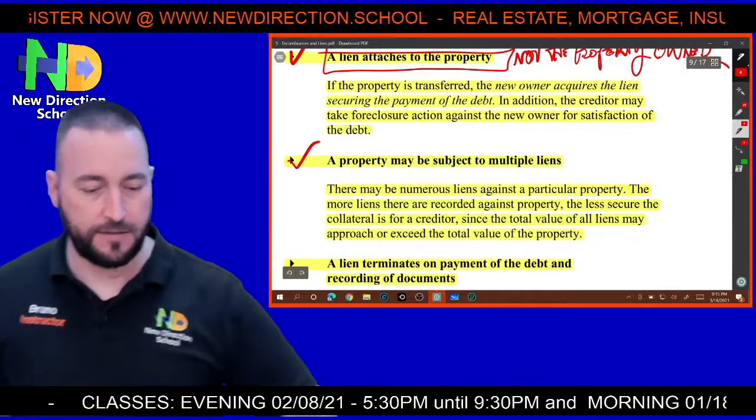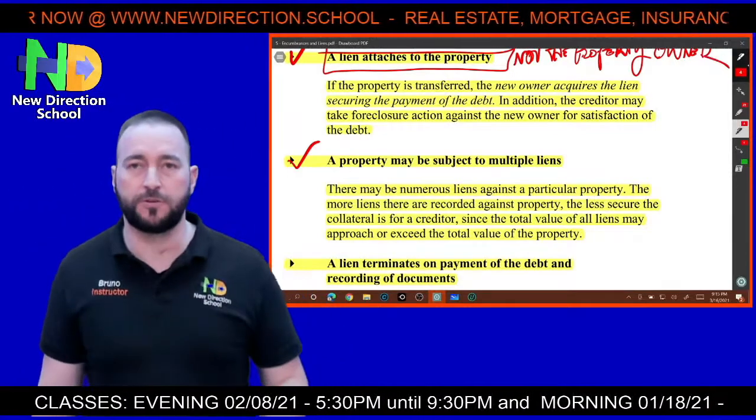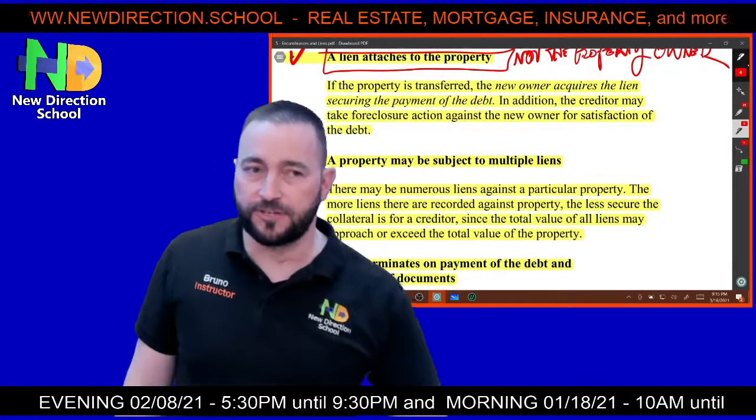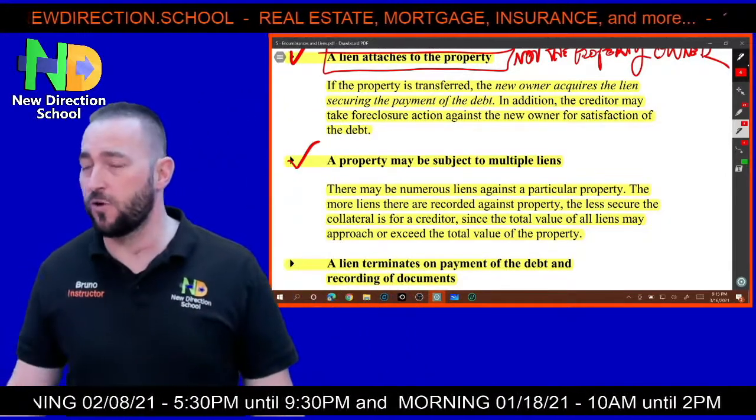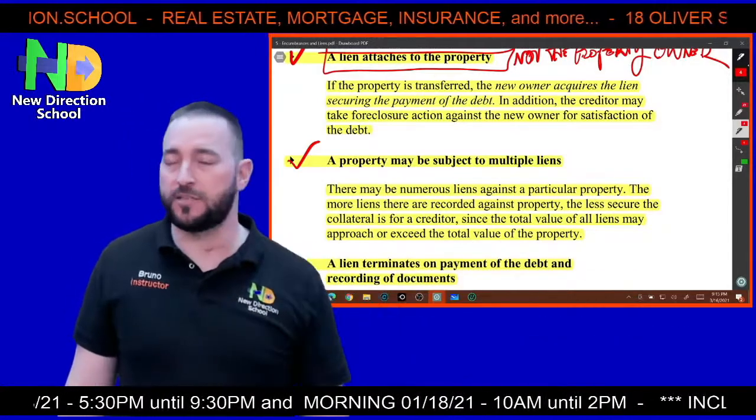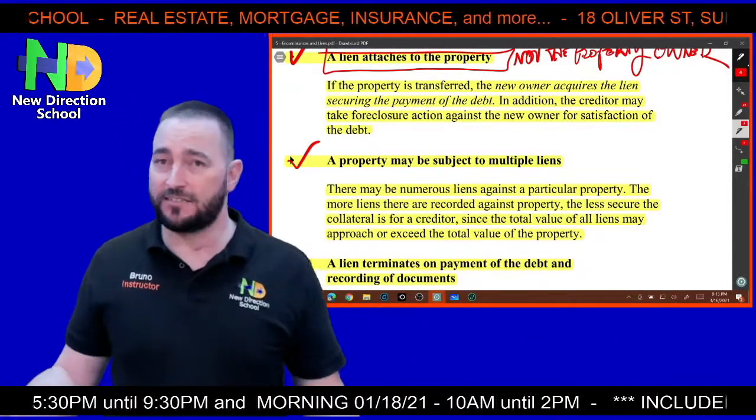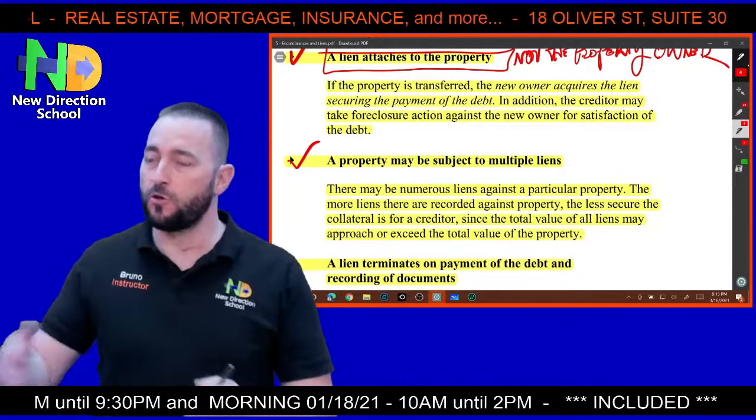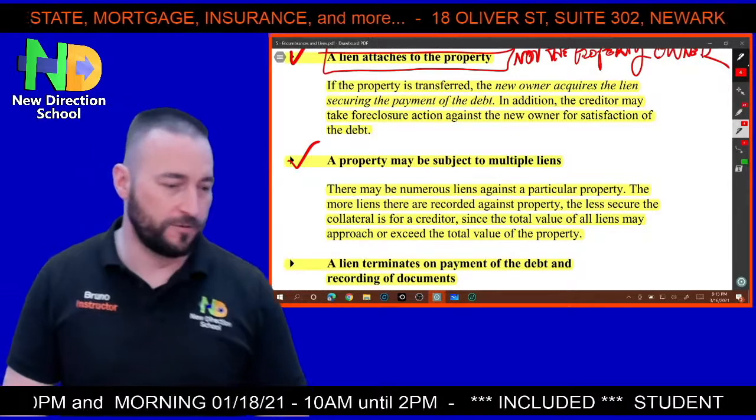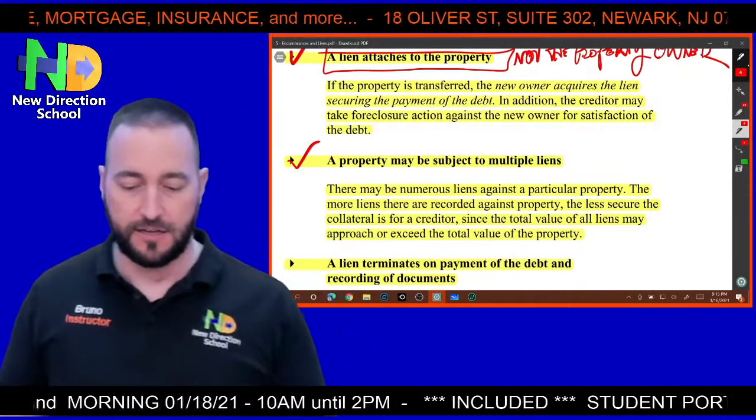A property may be subject to multiple liens. So we can have a first lien, which is a first mortgage, for instance. We can have a second lien, which could be a second mortgage. It could be a mechanics lien because you did not pay work that was done on the property. It could be a tax lien. It could be a water lien. These are multiple liens, multiple financial claims against the property, all due to unpaid bills.